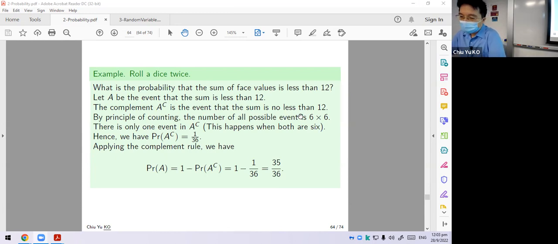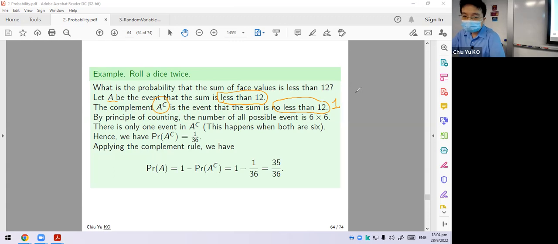But if you are actually counting, you will be prone to error. So what we're going to do is find the complement. Because the complement of less than 12 is more than or equal to 12. Actually, this is what we have here. We want the event less than 12, which is difficult to find. We can find its complement, which is 12 or more, and actually there is only one outcome there, only 6 and 6.